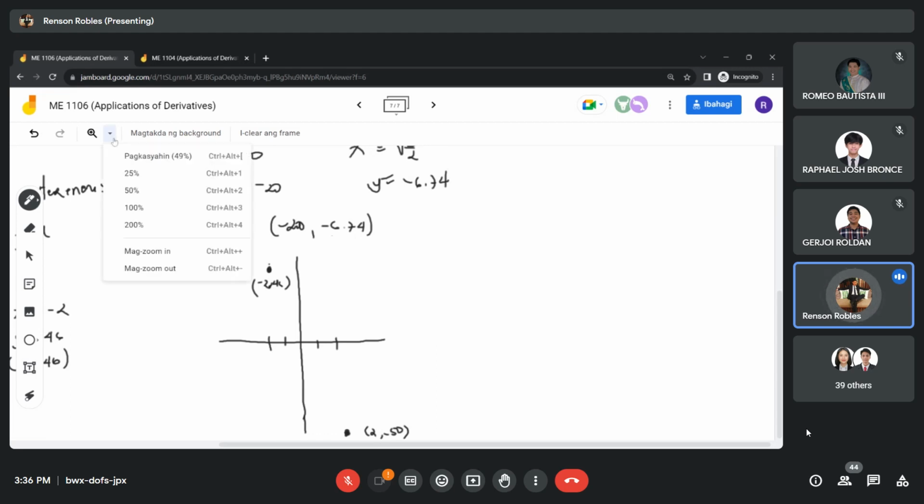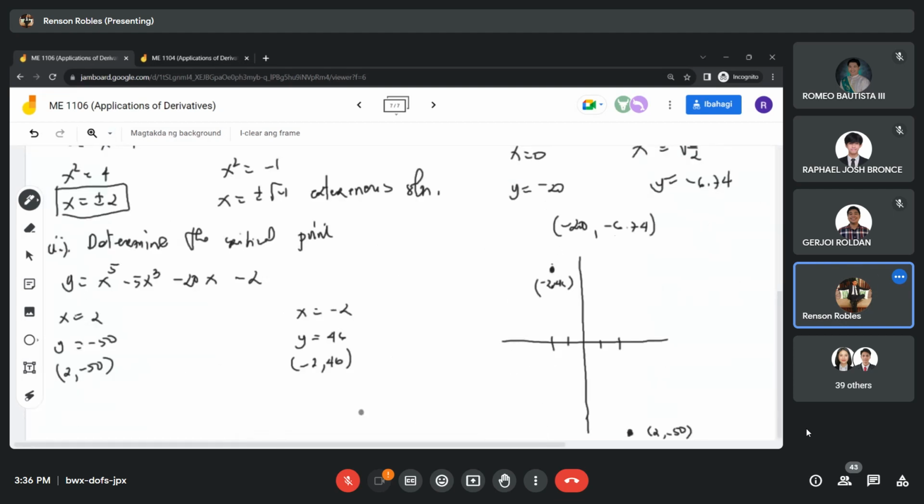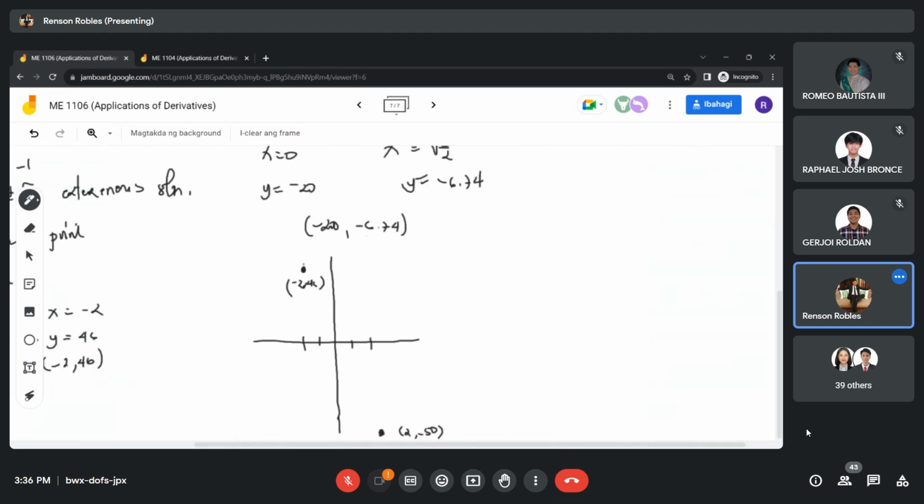Let me check the values again before I continue. (2, negative 50) and (negative 2, 46). Okay. This is (negative 2, 46), a relative max, so you cannot go down. But you cannot go up, sorry. So that is the behavior of the curve.